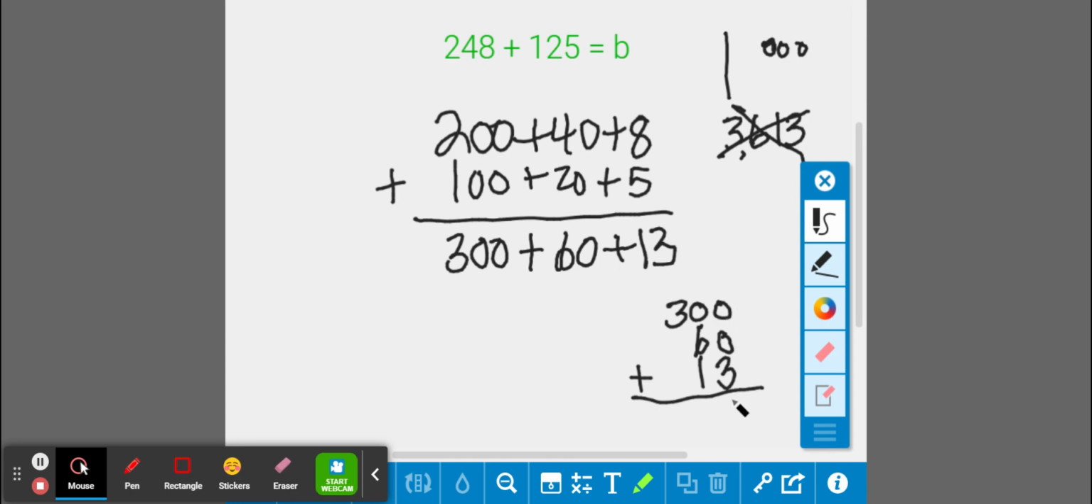3 plus 0 plus 0 is 3. 0 plus 6 plus 1 is 7. And 300 plus 70 plus 3 becomes 373. So up here in our equation, 248 plus 125 equals 373. And that's how students in third grade would use partial sums, or breaking the numbers into their place value parts, or, again, what we also call expanded form. That's how they would use partial sums to solve an addition problem.